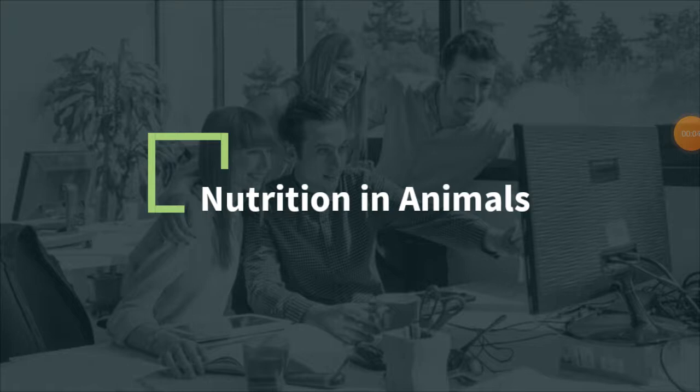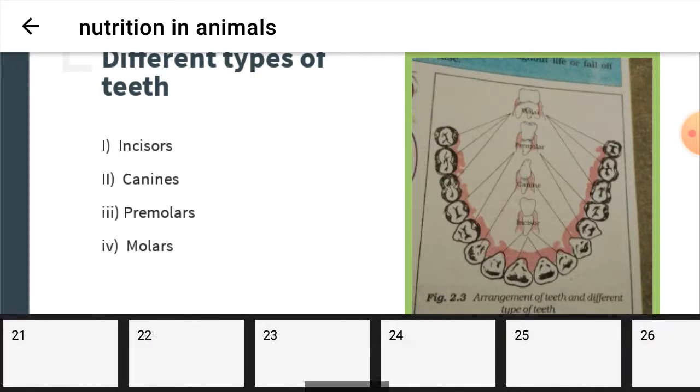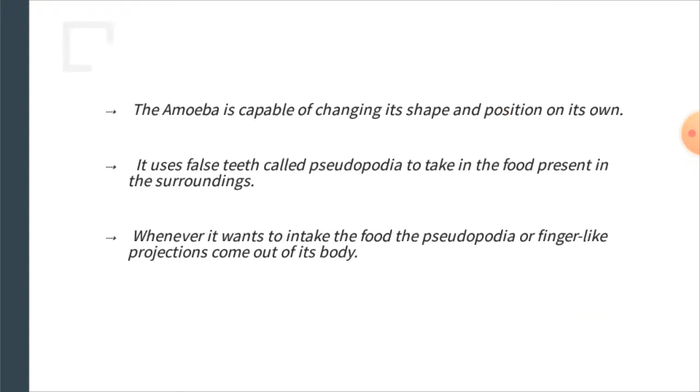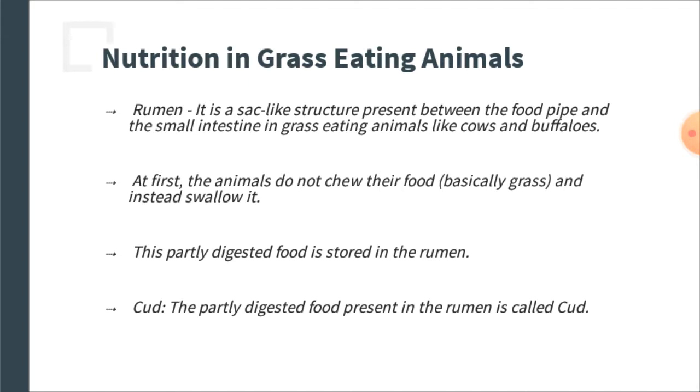I'm Anisha and today we'll be continuing the chapter Nutrition in Animals, which is class 7, not English but Science and NCERT. So we have done all this. We'd be doing the second last part of the chapter, which is Nutrition in Grass Eating Animals, which tells how the grass eating animals gather their food, how they eat their food, and how they digest their food.